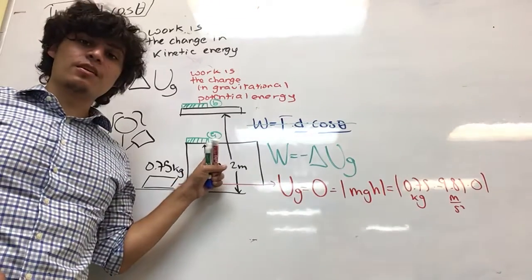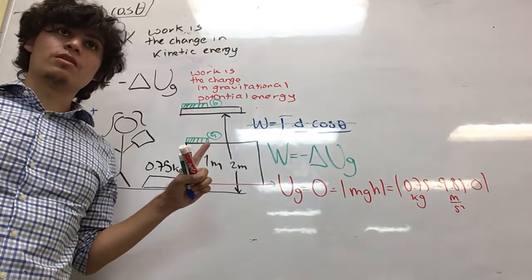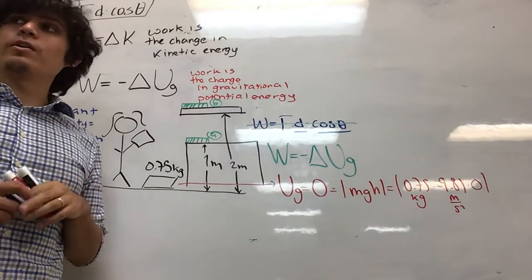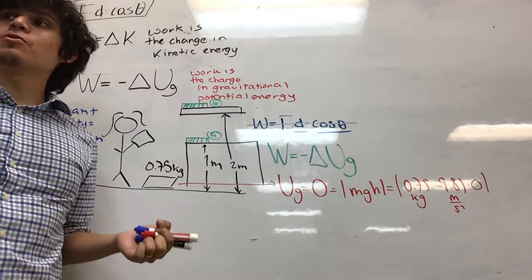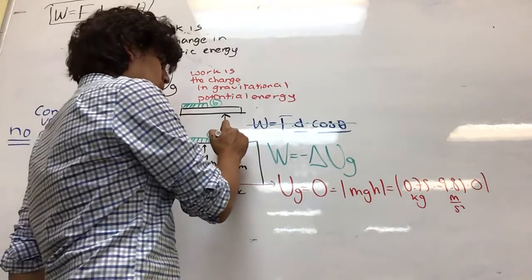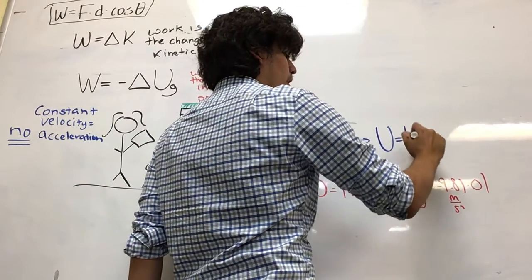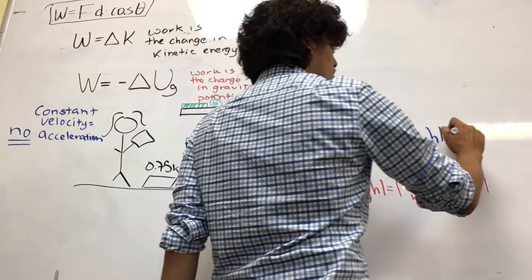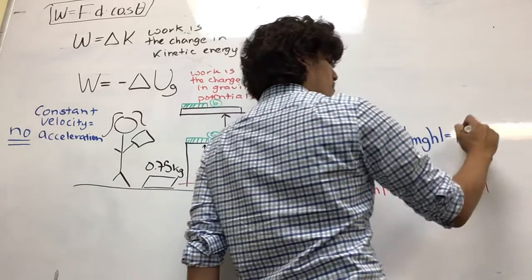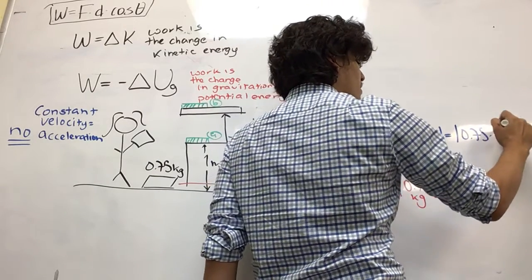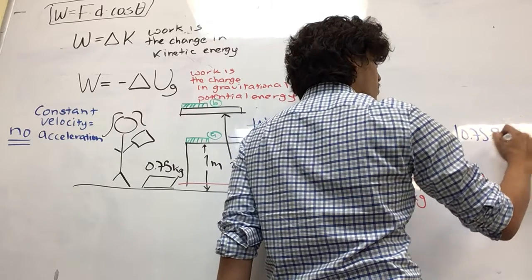But now, she lifted it to the second position, which is a meter above the ground. So now how much gravitational potential energy does the book have? 7.35. Okay, we have an answer already. 7.4, you said rounded. mgh. So then we have 0.75 times 9.81 negative, of course.